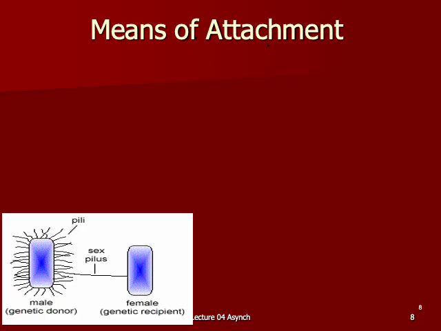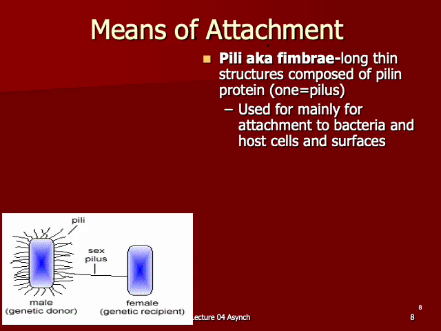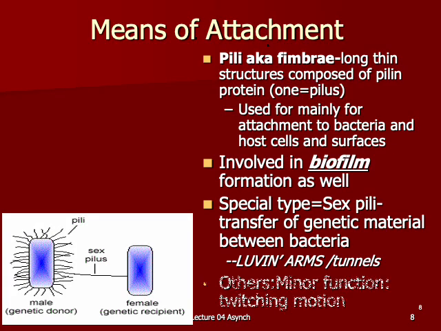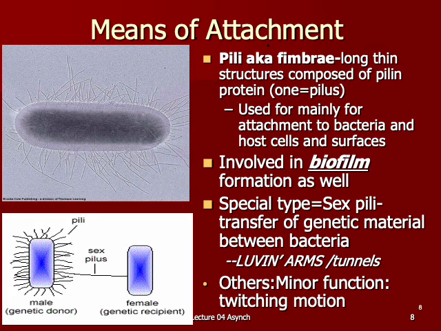Another means of attachment used by many bacteria, though not all, but some, is pili. Pili are also known as fimbriae. These are long, thin structures, and they project out from the plasma membrane. You can kind of see them here, coming out, these long, thin, hair-like structures. And they're mainly used for attachment.